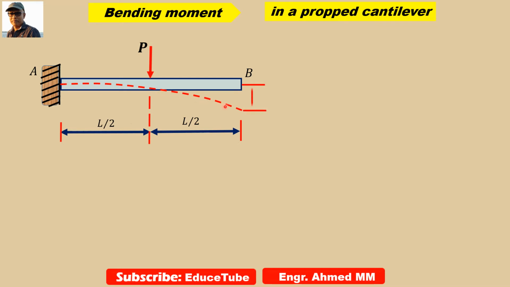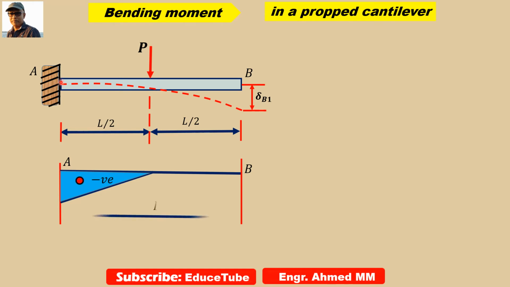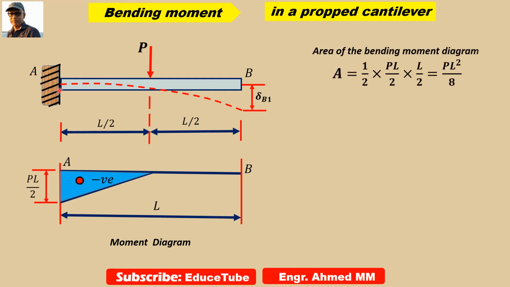This is the deflection curve, and this is the deflection value del B1 or delta B1 at this point. Actually this fixed support prevents rotation, so theta A is equal to 0. As well, the deflection is also 0 here.